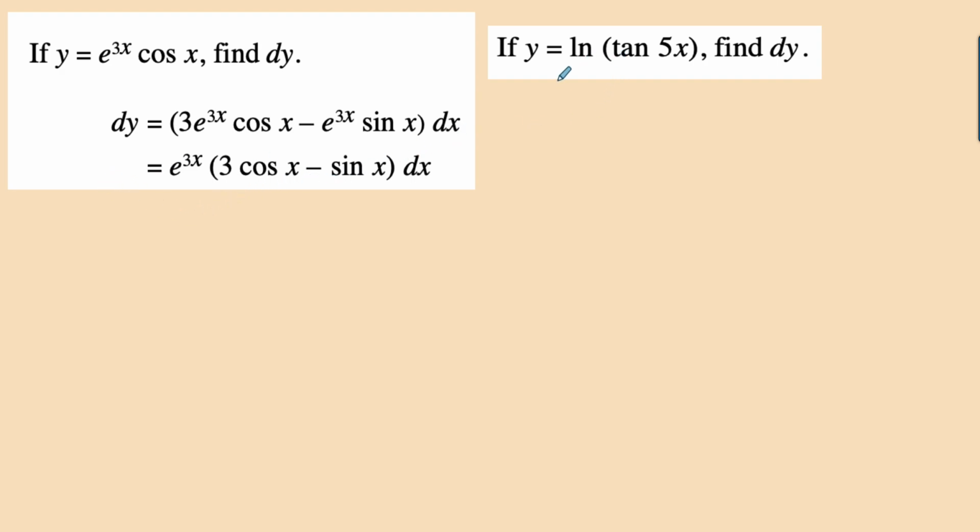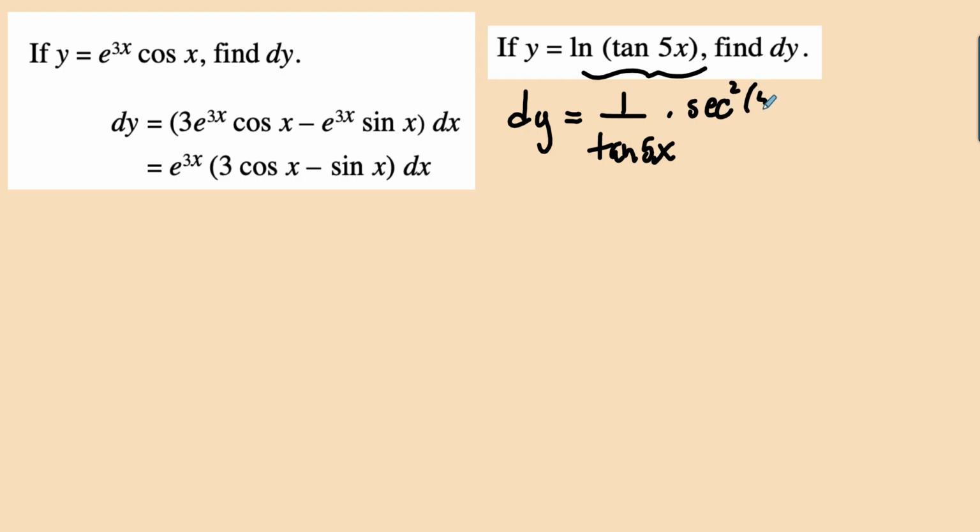Let's take a look at finding differential y in this case. Differential y, and what we want to do is take the derivative of this and then at the end times it by dx. So this will be 1 over tangent of 5x times secant squared of 5x, and then we want to times it by 5, the inner, and then at the very end times by dx. So this is how you find a differential.